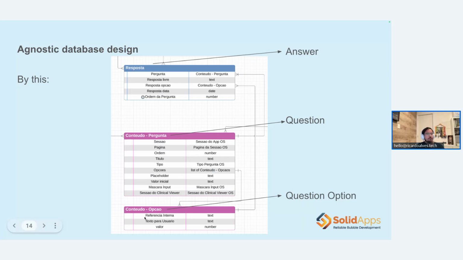In the option, we have an internal reference, like the display in the option sets, and we have a text for the user, what will be shown to the user, and we also have the value when the option is a number. And as an answer, we have the question and a free answer that is a text, an option when it's a multiple choice question, and a date when it's a date. All right, so that's essentially our database design.